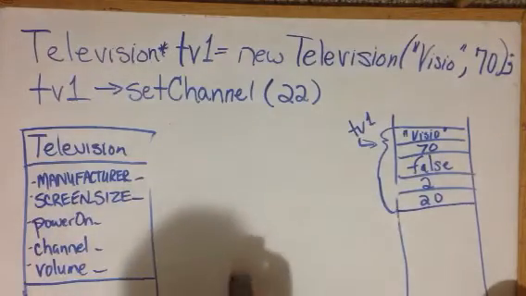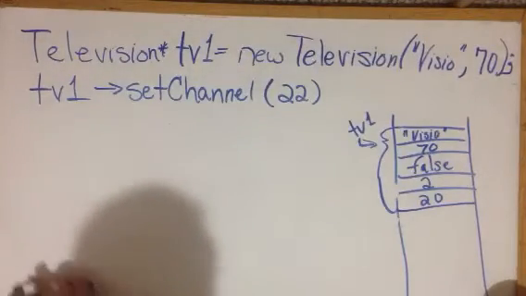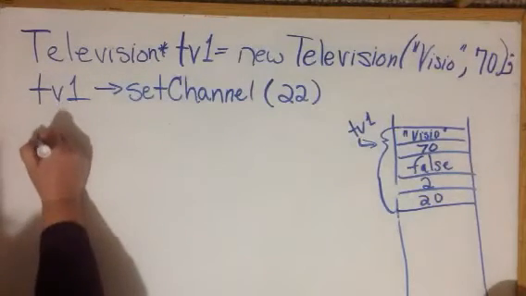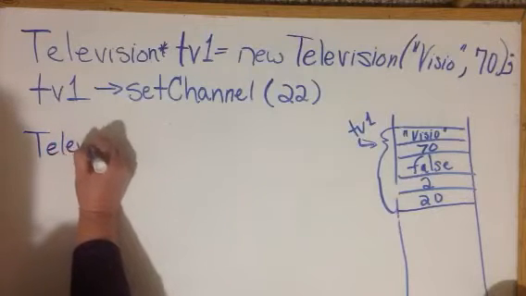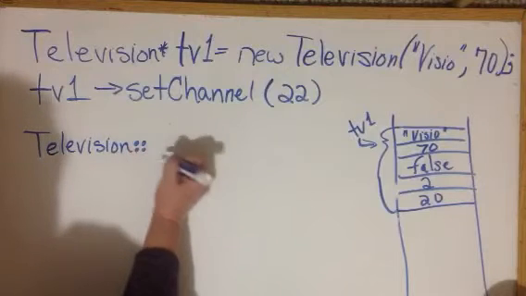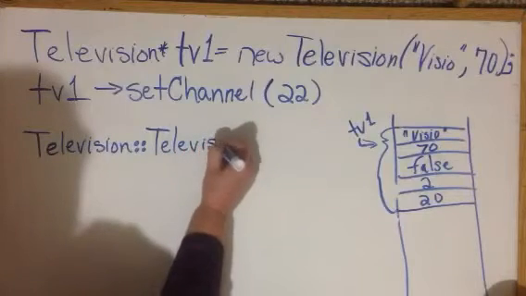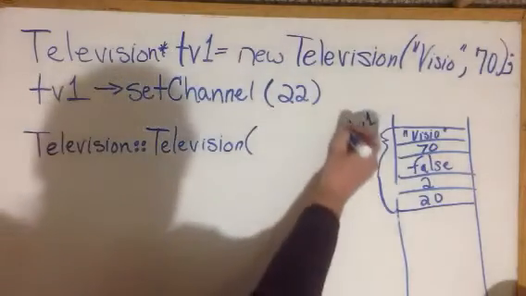So I'm going to erase our UML to make a little more room. And let's look at how we would write the constructor. Well, the constructor will be in the television.cpp file. And we start out by scoping the constructor to the same name as the class. And then the constructor also has to be the same name as the class. And then we can pass in parameters.